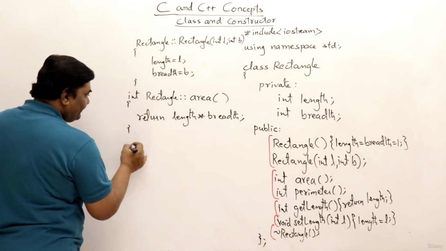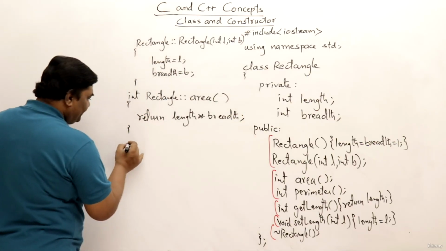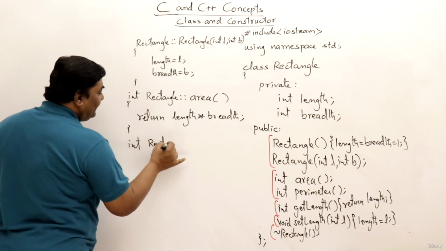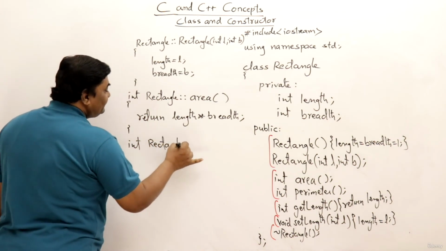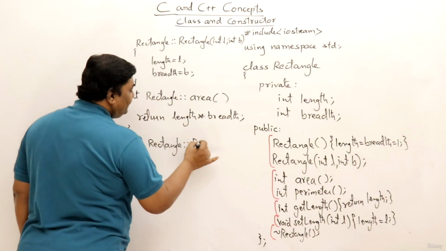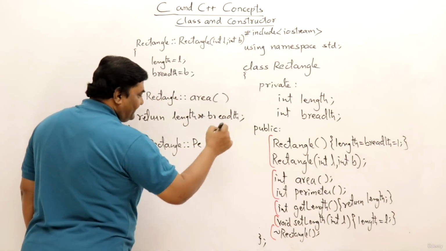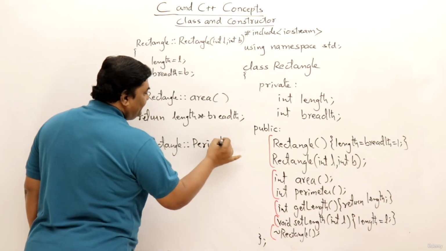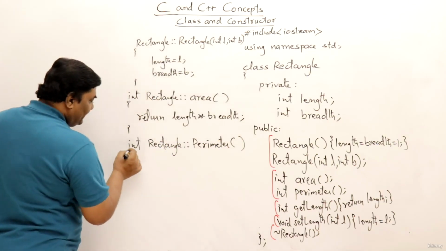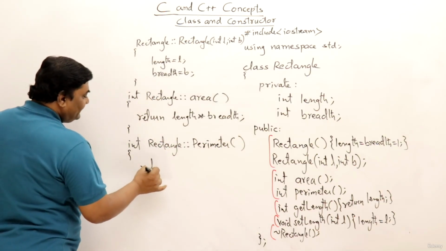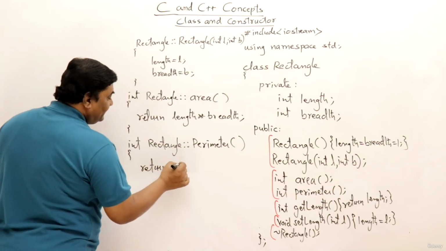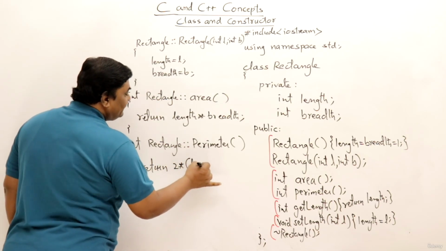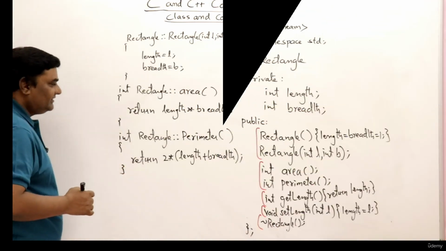Now the next function is the perimeter function, so I will implement it outside. Int, Rectangle is the class name, so I have to use scope resolution because this function is not an independent function. This is a part of the Rectangle class. The function name is perimeter. It doesn't take any argument, and it's also a simple formula and a single line function. So just say return 2 into length plus breadth. So that's the end of the function.